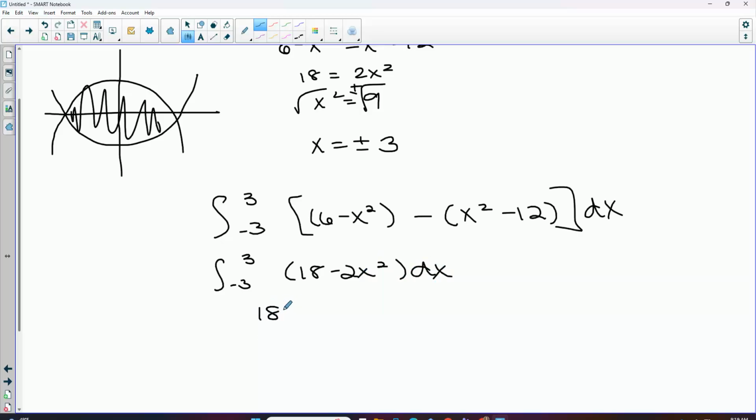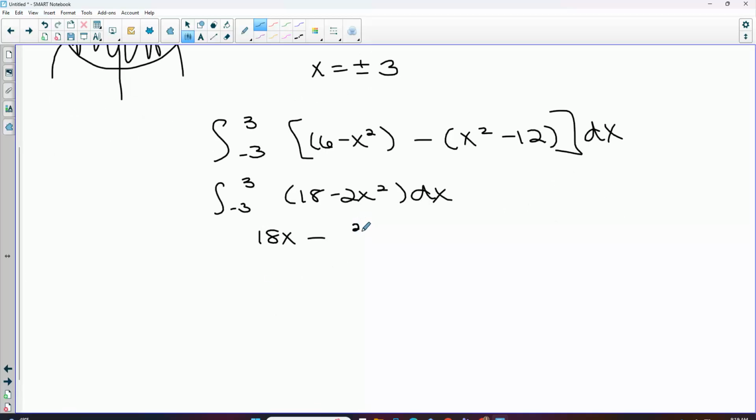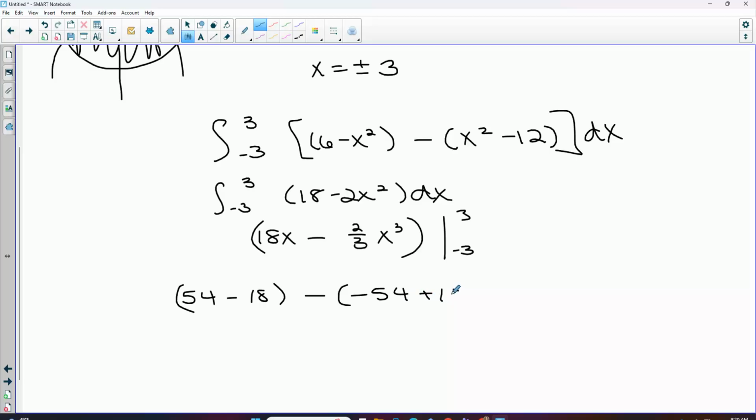Antiderivative of 18 is 18x. Antiderivative of 2x squared would be 2/3 x cubed. If I put in 3, 18, put in negative 3. And we get 72 for the final answer.